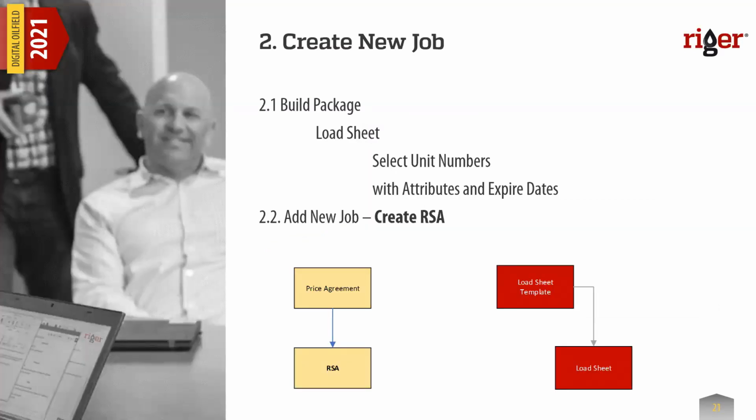Next step, when you have a request from the client to start the job, you pre-build the package and then create a new rental service agreement just to start the job with the client. You select the billable item in this rental service agreement. The prices will be pulled automatically from the price agreement, and you just use the load sheet template that you've previously set up.